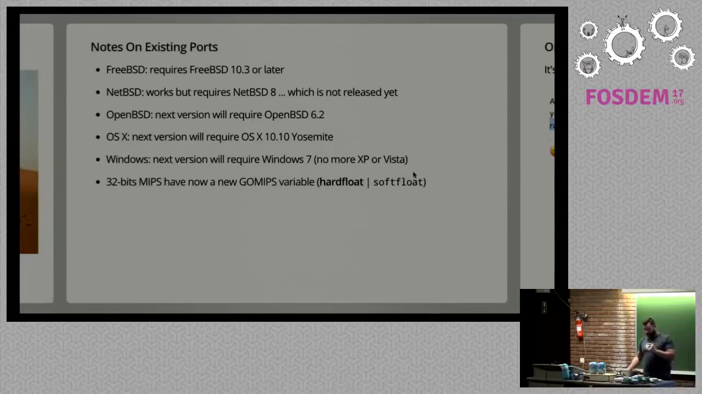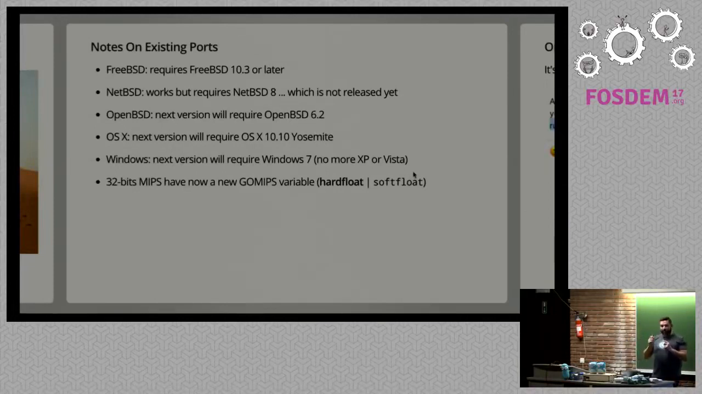Also for OS X, we're going to require Yosemite. So the next version will require Yosemite. This is basically a warning: Go 1.11 will not support Yosemite, so you'll need to upgrade. But given how aggressive Apple is at upgrading, I'm sure you will. Also, Go will not support Windows XP or Vista. So if you're using those, yeah, sorry.